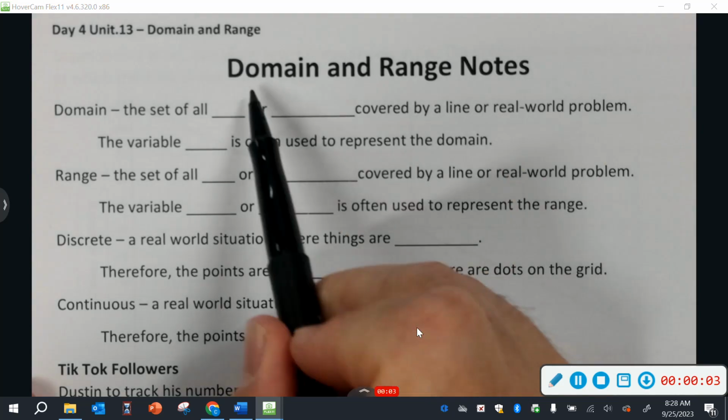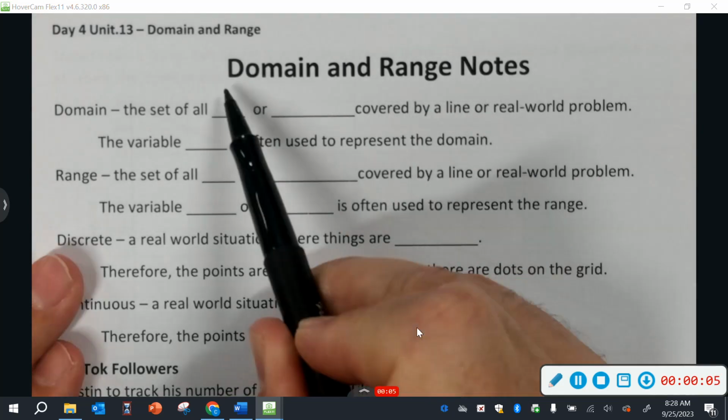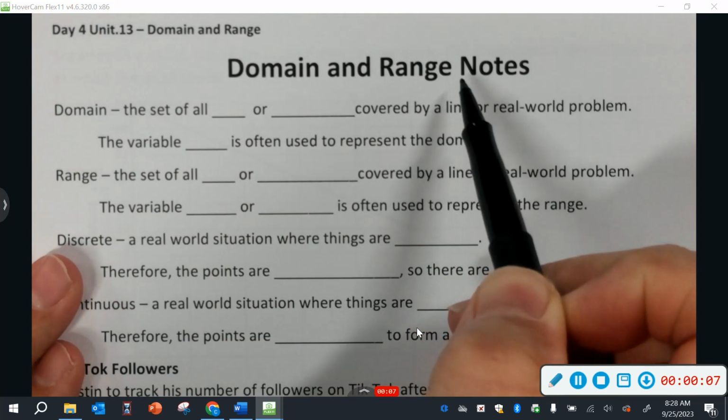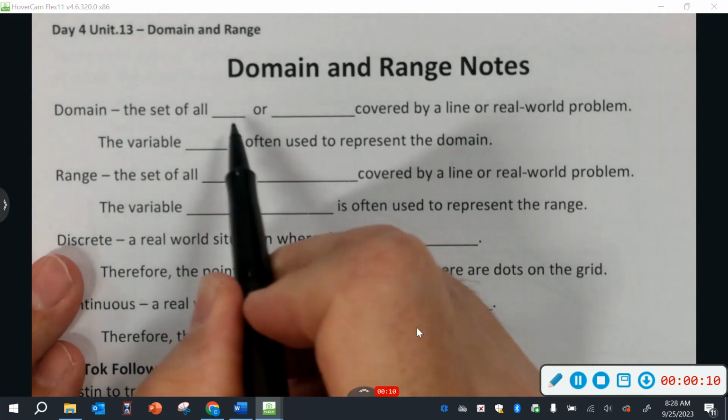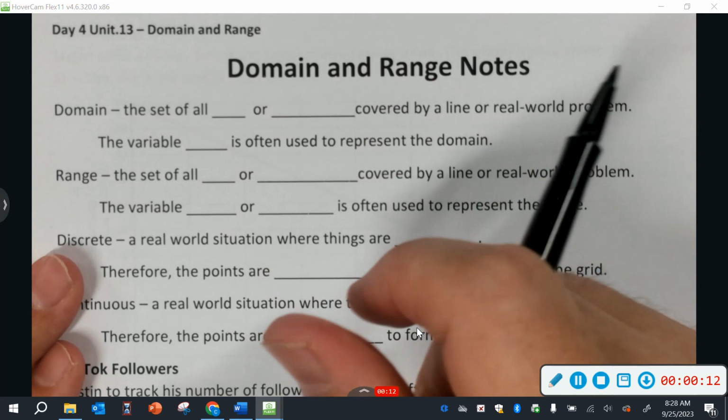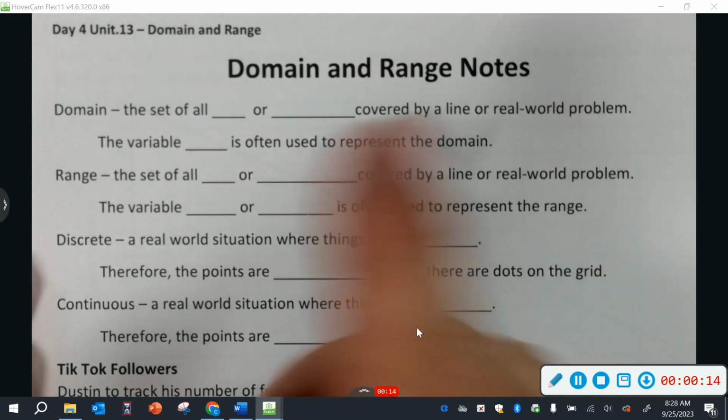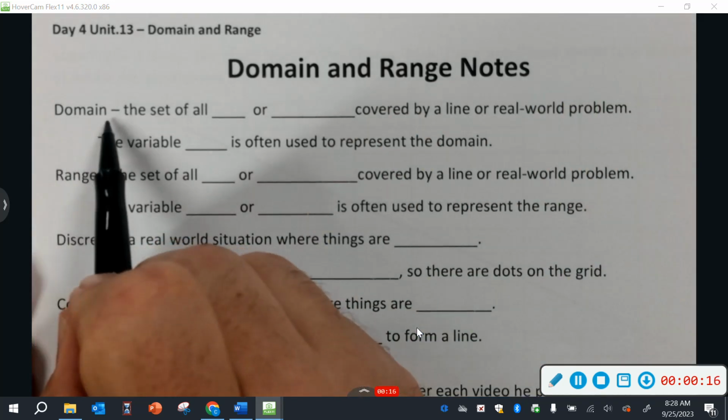Okay, so this is our domain and range notes. This is day 4, domain and range notes. So with your pencil, make sure you're writing everything that I'm writing down here. First, we need the definition for domain.